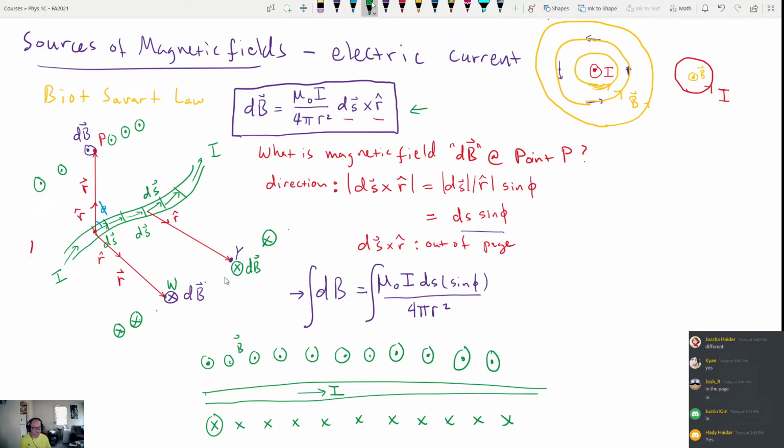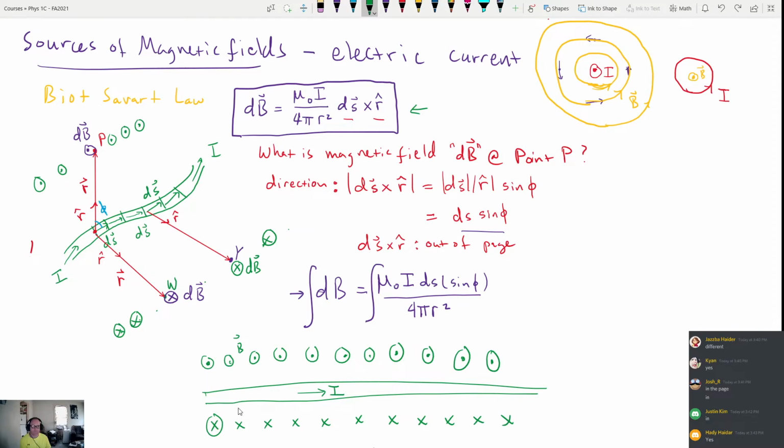You're not going to use it very much in this class. Mostly what we're going to do is use this to derive things, and then once we've derived them, you're going to use the results. But my point is that when it says ds cross r hat right here, what it's telling you is that the magnetic field above a current carrying wire is coming out of the page, and below a current carrying wire is going into the page as long as the current flows to the right. If the current switches and flows to the left, it switches.